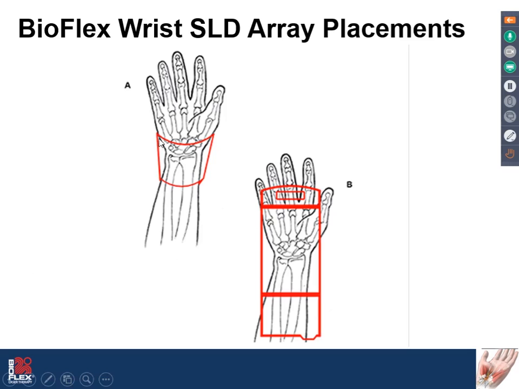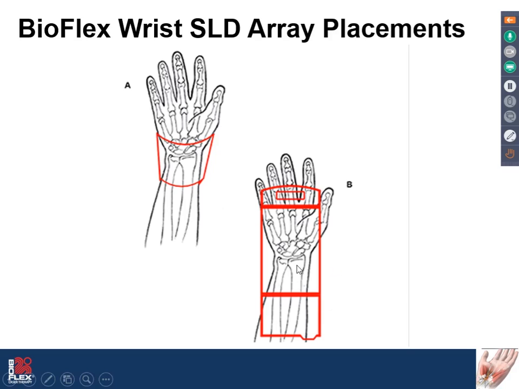So essentially what I've described there is to sandwich the array around the palmar aspect of the carpal tunnel. You don't really need to treat the dorsal aspect because of the bones. You really won't get any light directly into the carpal tunnel.